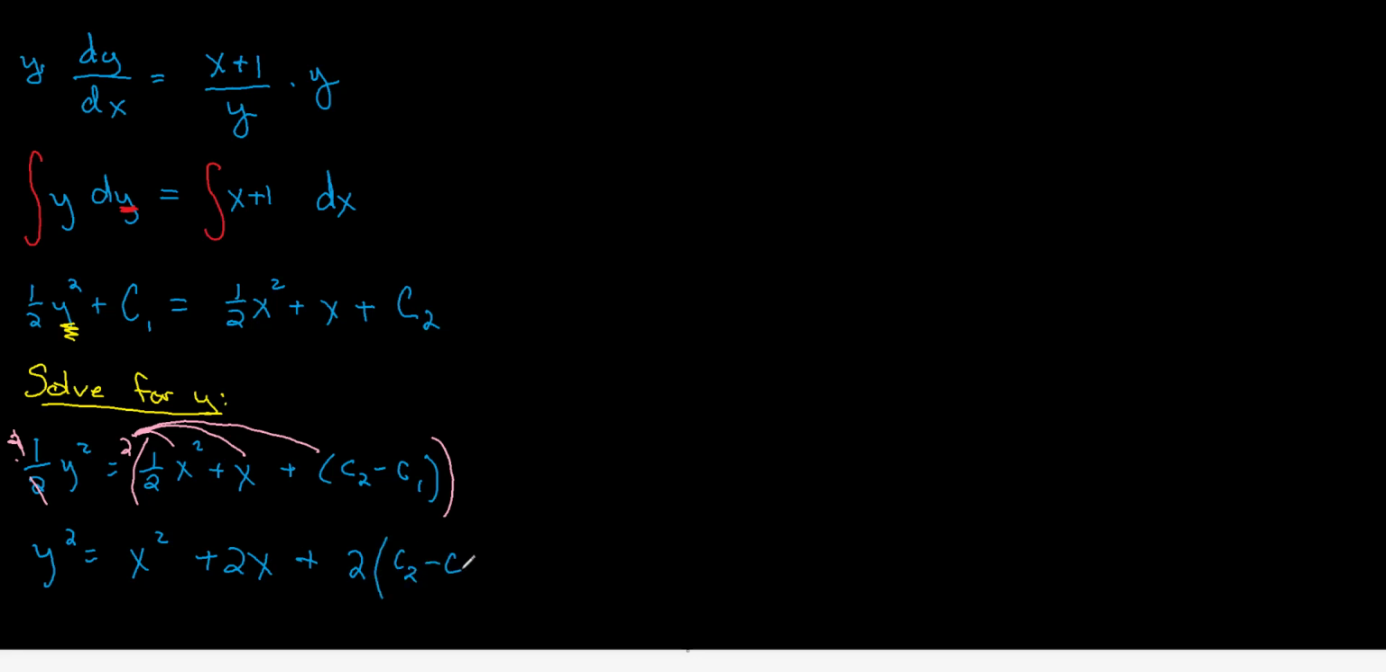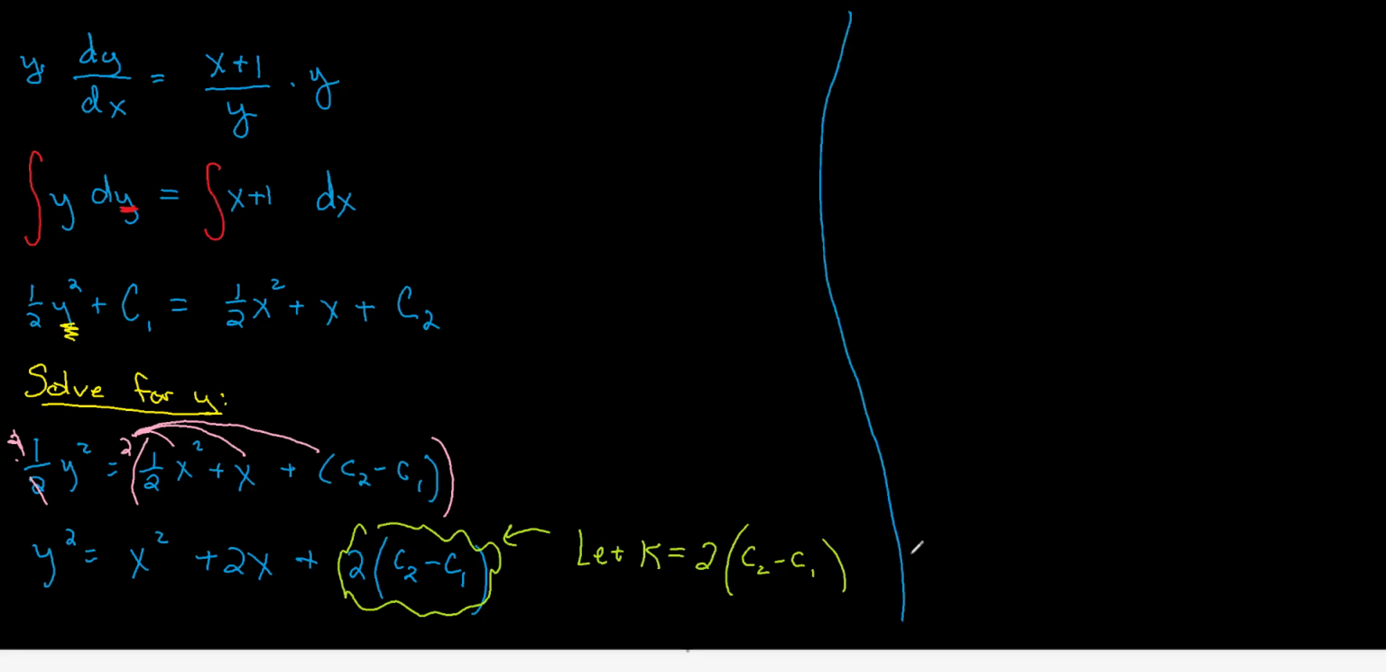2(C2 minus C1). And you know, this is just getting too cumbersome for me to deal with, so let's call that k. Let k equal 2 times (C2 minus C1), and that'll just clean everything up quite a bit. So we'll just call that piece k. All right, where are we so far? On the left-hand side, I've got y squared equals, on the right-hand side, x squared plus 2x plus k.